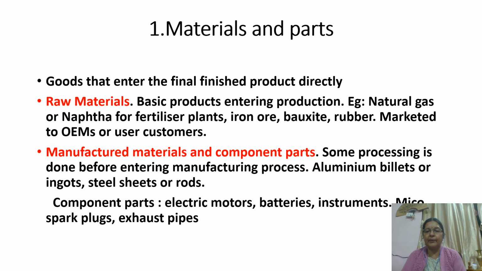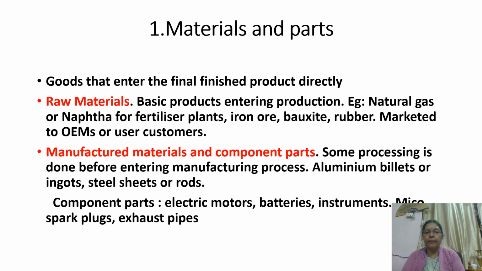Like for example, fertilizer plants, they need natural gas, naphtha. In some industries, manufacturing industries, they need iron ore, rubber. So these kind of raw materials are marketed to OEMs, that is original equipment manufacturers. That is those companies who are manufacturing original products.